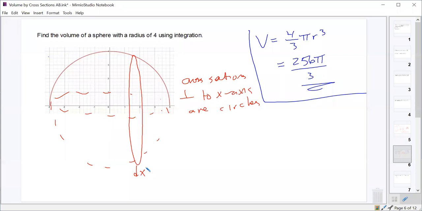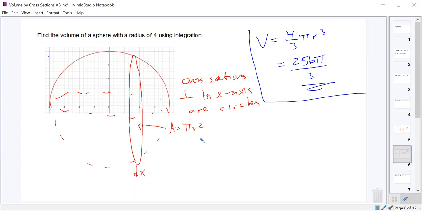If we're going to use the same idea of finding the volume using cross sections that we were using previously, we're going to have to do it all in terms of x. So what is the area of this cross section? Pi times the radius squared, because those are circles, right? So we got pi times the radius squared.